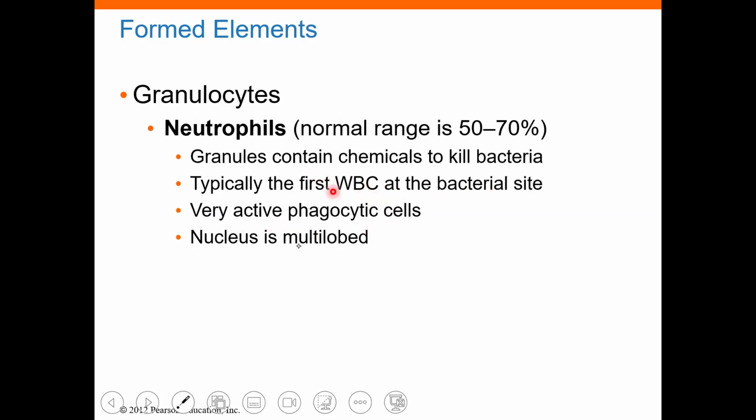It's a very active phagocytic cell, so eat, okay? So it eats the cells like a Pac-Man. And the nucleus is multi-lobed.